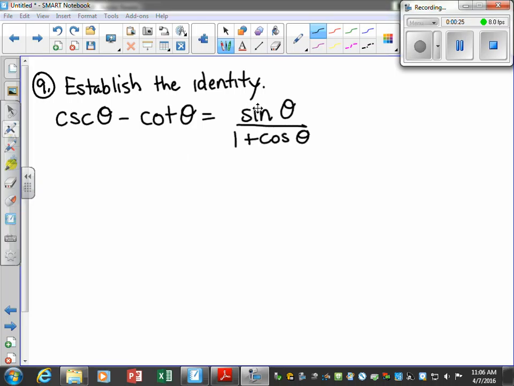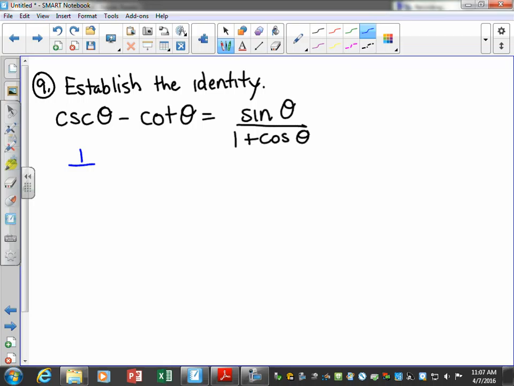This is already in terms of sine and cosine, so simplifying this, we might not have quite as many tools. But you could do it either way. So let's start with our left-hand side. And first of all, let's rewrite these two in terms of sine and cosine. So how can I rewrite cosecant theta? 1 over the sine of theta. Good. 1 over the sine of theta.